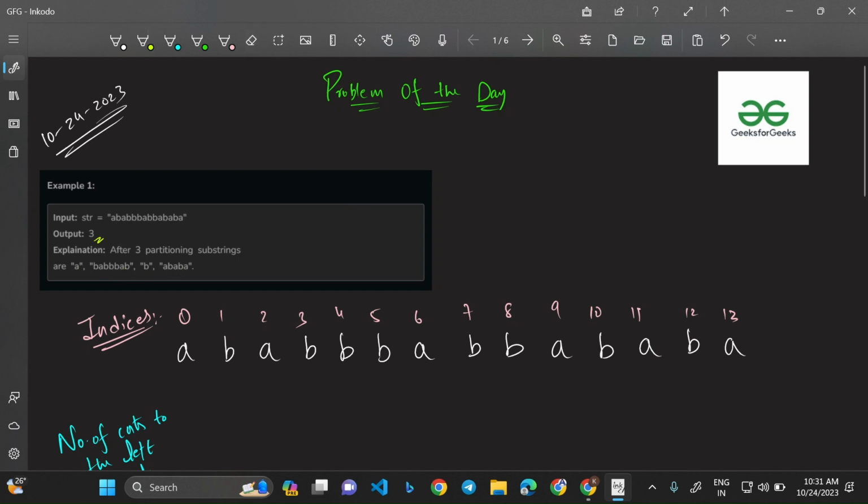All right, so what is the approach to solve this? The first approach is pre-computation. So what do you mean by pre-computation? What am I actually trying to pre-compute? Very obvious thing.